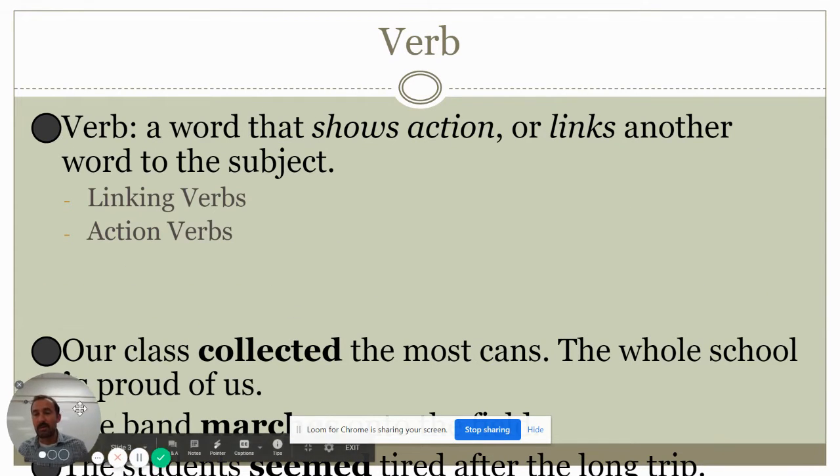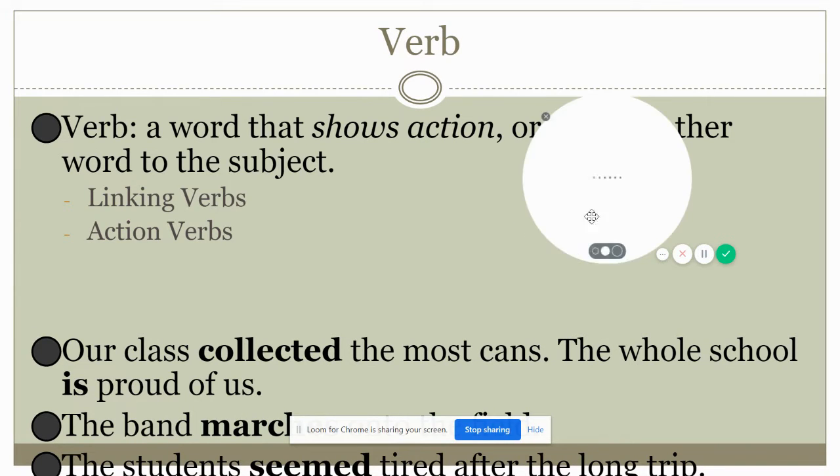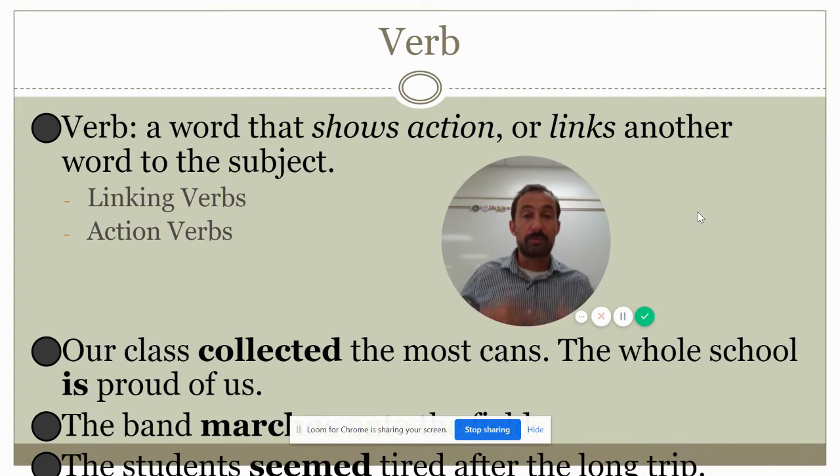The next one that we have is verb. A verb is a word that shows action or links another word to the subject. So an action verb is just that. You can get up out of your desk and perform the action: hit, kick, run, jump, dance. All of those are action verbs.